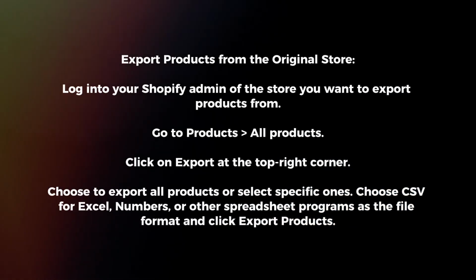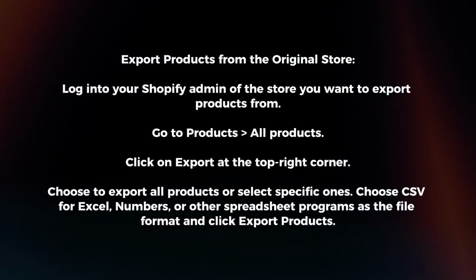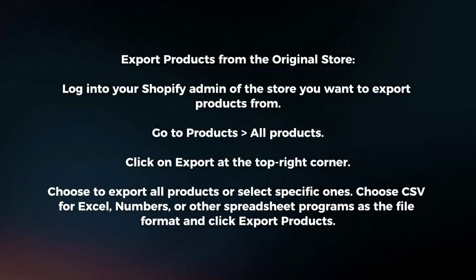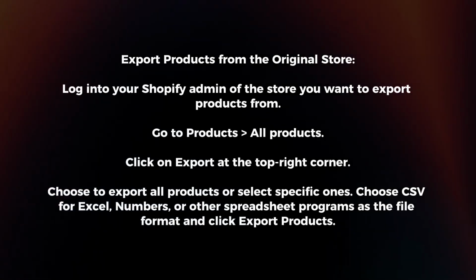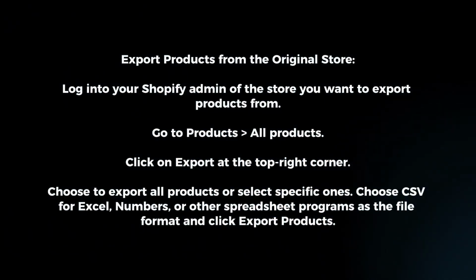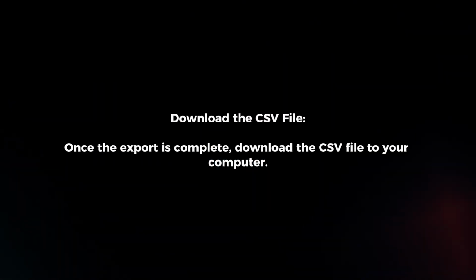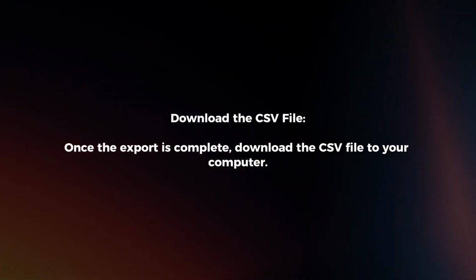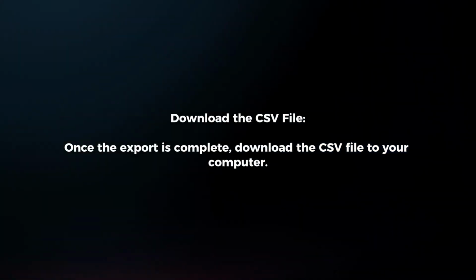Go to Products, All Products. Click on Export at the top right corner. Choose to export all products or select specific ones. Choose CSV for Excel, Numbers, or other spreadsheet programs as the file format and click Export Products. Download the CSV file. Once the export is complete, download the CSV file to your computer.